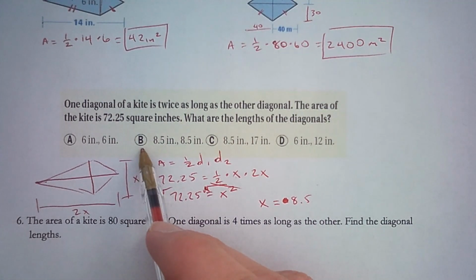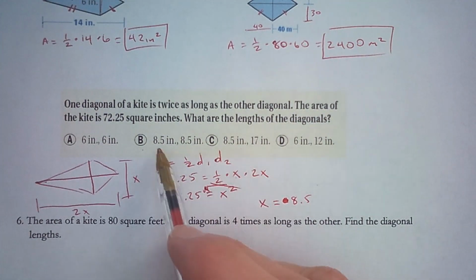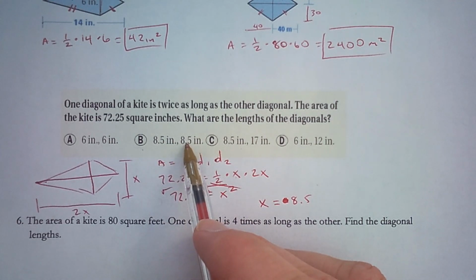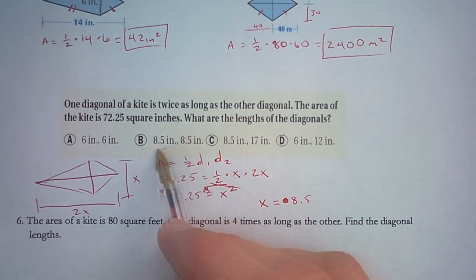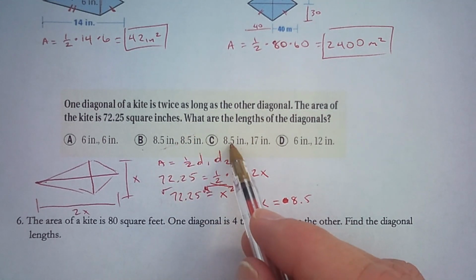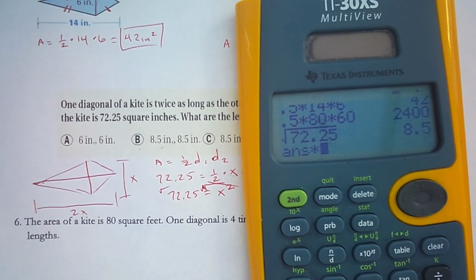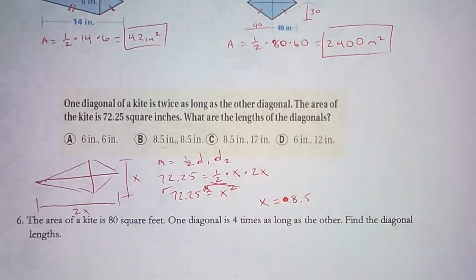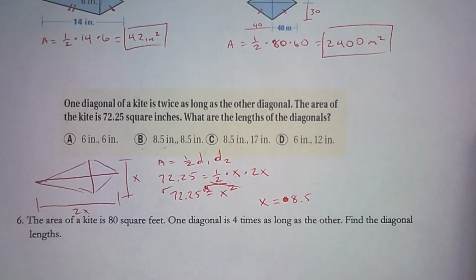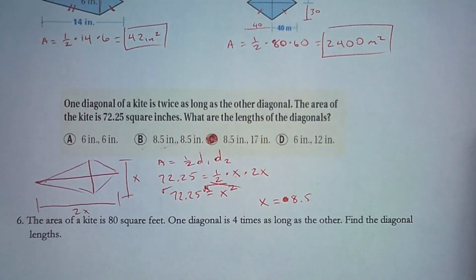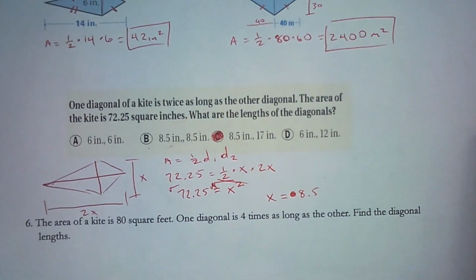Okay, so that means it's either option B or C. Option B says they are both the same at 8.5. But if one of them is twice as long as the other, that doesn't make sense. Here I've got 8.5 and then 17. Now if I do times 2 here, I get 17. So my diagonals are 8.5 inches and 17 inches, option C.